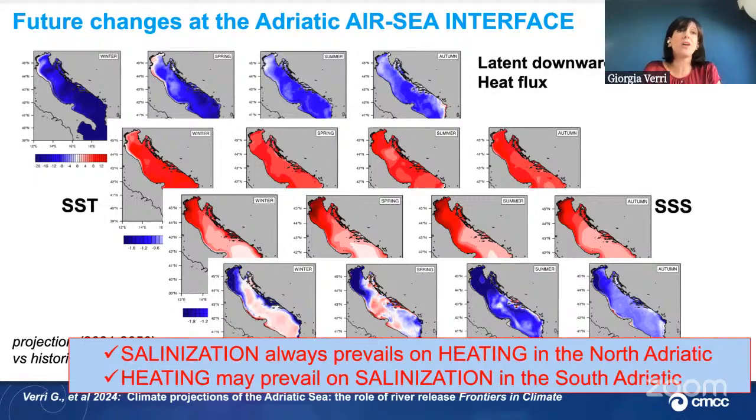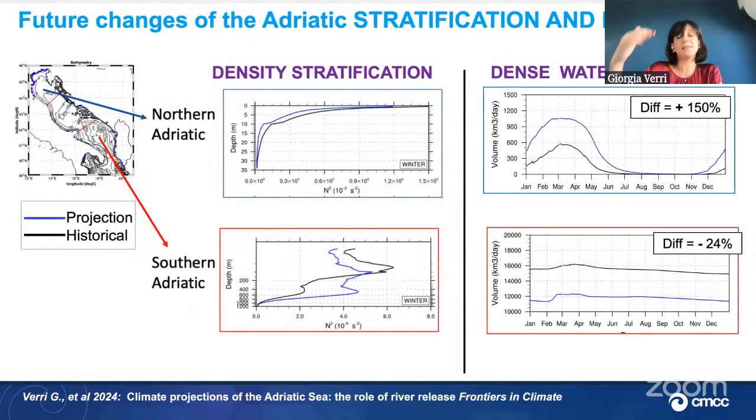So there is this combined effect of increasing salinization and heating of the Adriatic basin, which we decided to investigate more in depth, looking at the whole water column. So we focus on the analysis of density stratification through the whole water column, distinguishing between Northern and Southern Adriatic. And this analysis is reported in the two panels on the left column. And then on the right column is the dense water formation, again for the Northern Adriatic at the top and Southern Adriatic at the bottom.